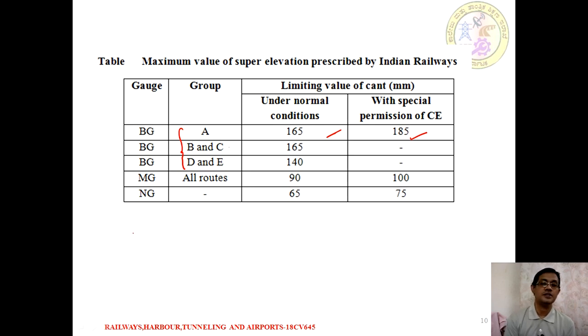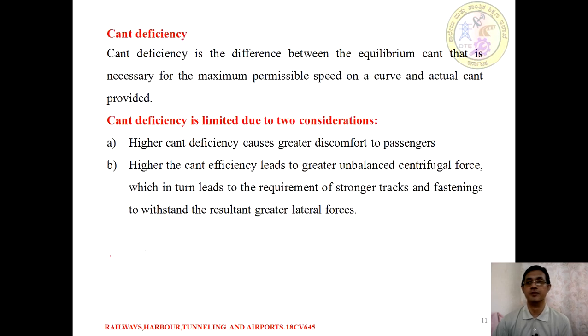Next, moving on to the meter gauge. In all the types of routes it is going to be 90 mm, with a special case of 100 mm. In case of narrow gauge, it is going to be 65 to 75 mm of the cant or super elevation. That is the maximum value or limiting value we can provide.